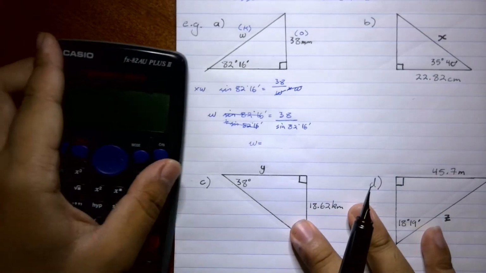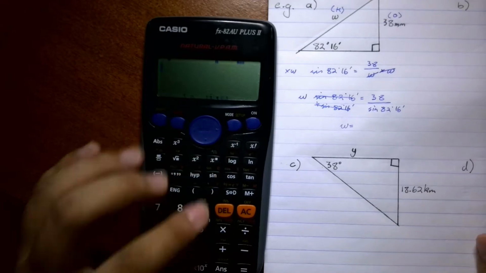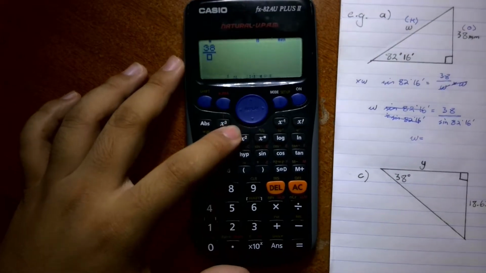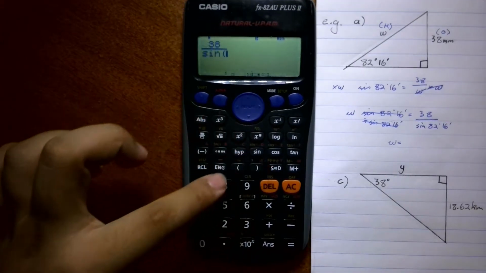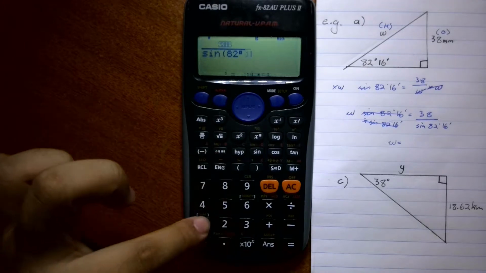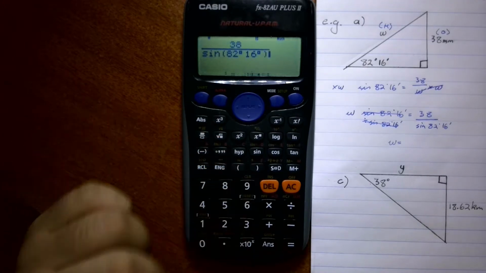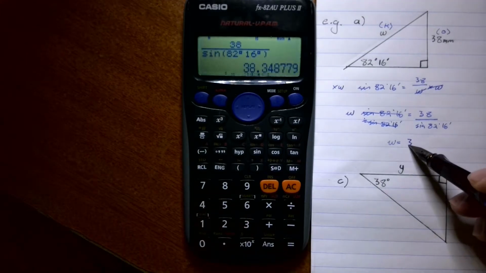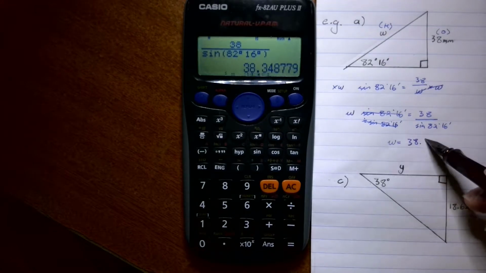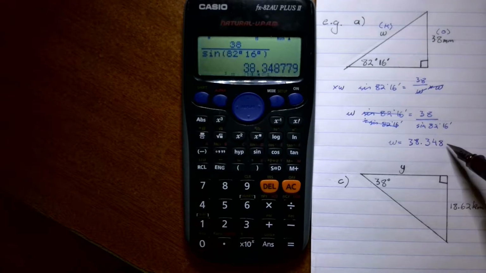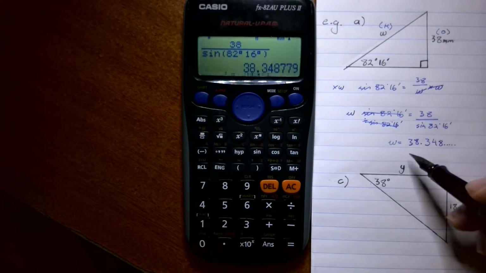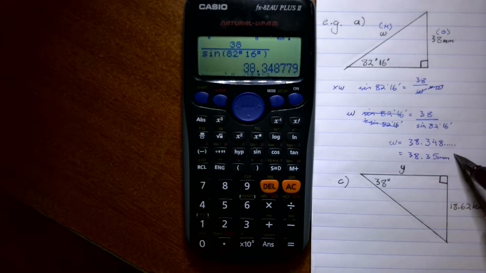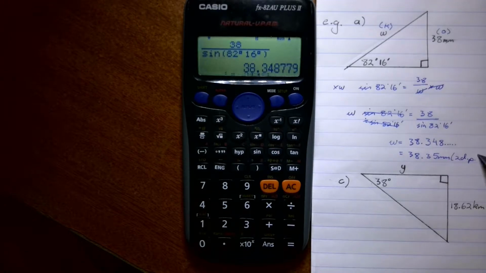Let's take a look here at what it will be. We get 38 over sine 82 degrees 16 minutes, closing the brackets here, pressing equals, will give us the answer that we need. That is 38.348. Since this is in millimeters, we'll round this to 38.35 millimeters. That's at 2 decimal places.